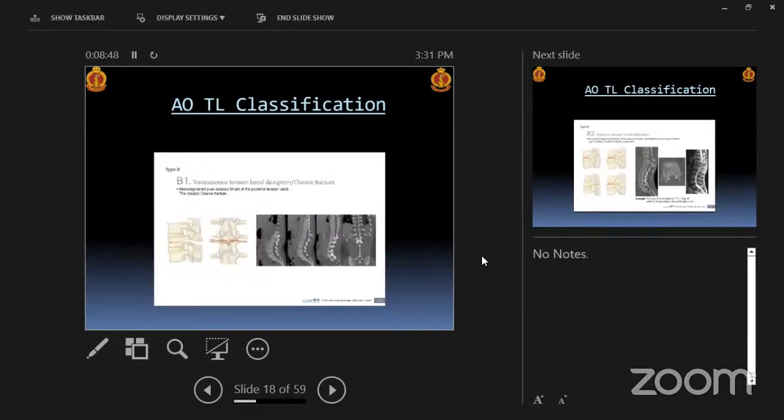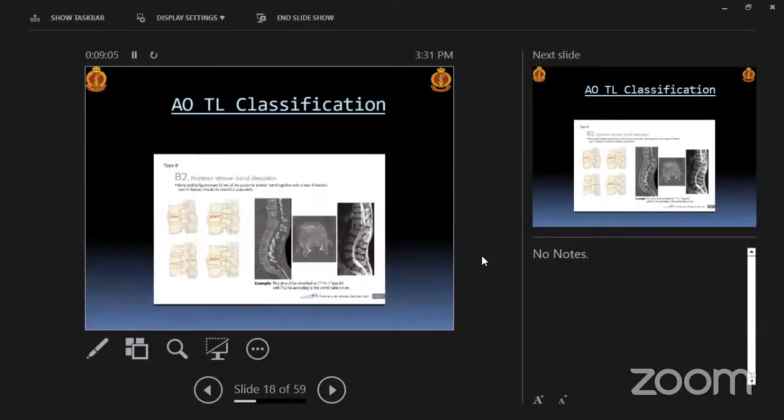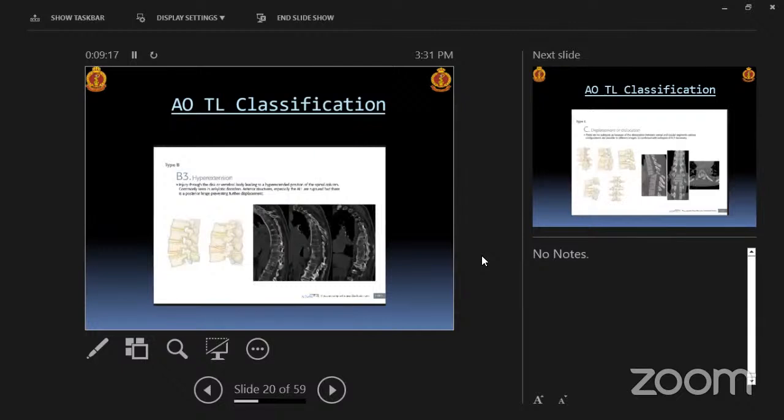And B1 is a Chance fracture. Either we have a bony Chance or a soft tissue Chance fracture. Bony Chance means the fracture extended through the bone from posterior to anterior. For example, you have a fracture of the transverse process through the vertebral body. So this is bony Chance, which is B1. Now the soft tissue Chance fracture, which is osteoligamentous, means we have involvement of soft tissue going through the vertebral body. Hyperextension will be B3, as in ankylosing spondylitis. I know it's complicated, but anyway.